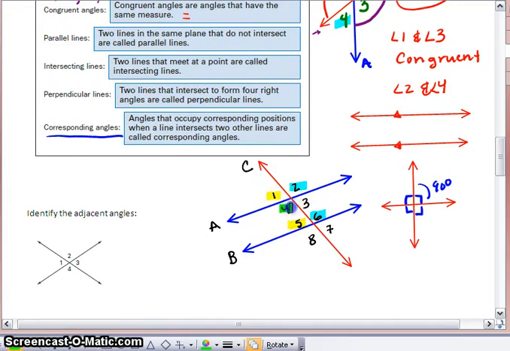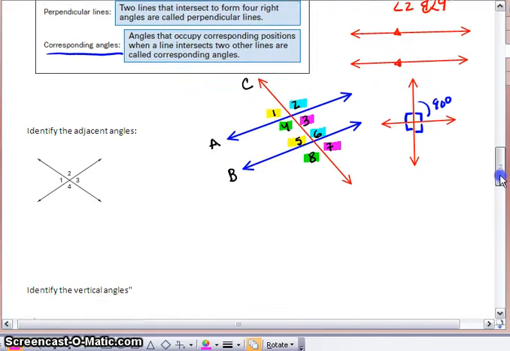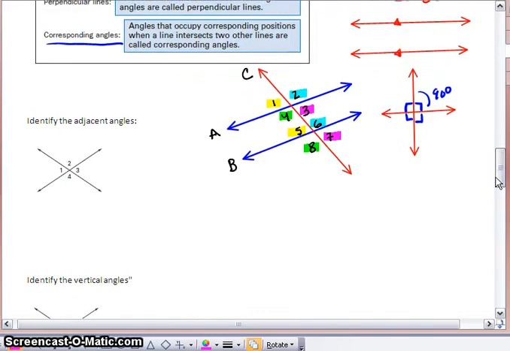Angle 4 is corresponding to angle 8. And angle 3 is corresponding to angle 7. They sit in the same place. They have the same relationship. So angles that occupy corresponding positions when a line intersects two other lines are called corresponding angles. And that's what we've identified here. All right, let's do this first problem. It says identify the adjacent angles.